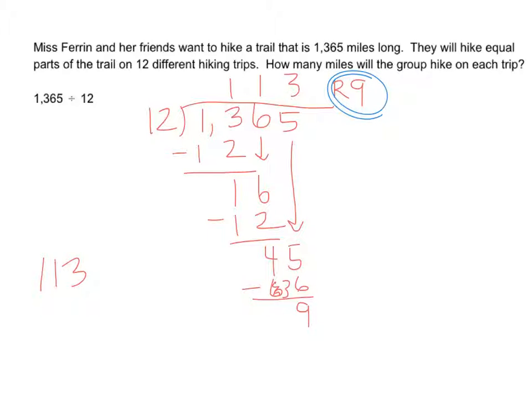So for miles, I'm going to make that into a fraction. And how I do that is I take my remainder, which is 9, and that becomes my numerator, my number on top, and then my divisor is 12, and that becomes my denominator. So this means that we are hiking on each of these 12 trips, if we're hiking an equal amount, 113 and 9/12 miles. Now, if you are remembering your fractions, I know it's been a while, we can simplify 9/12 into 3/4. So we're hiking 113 and 3/4 miles on each of these 12 trips.